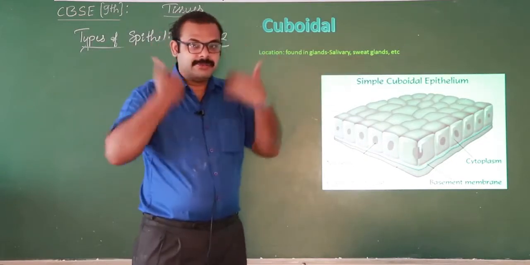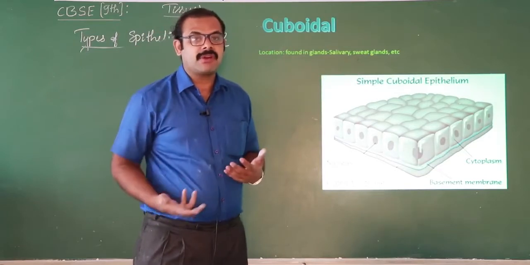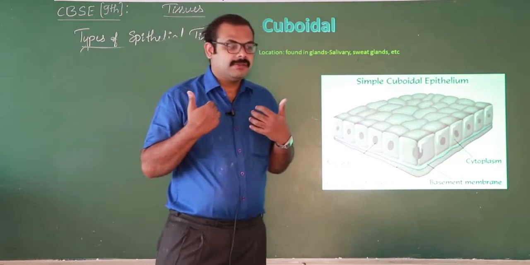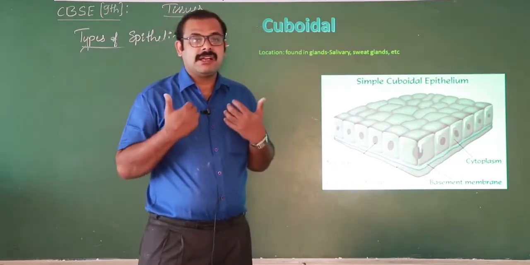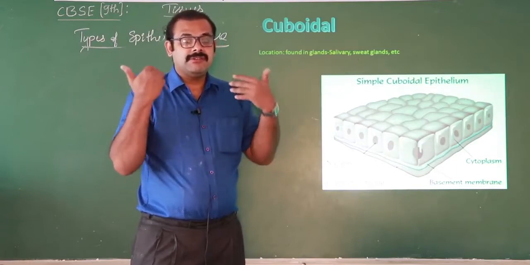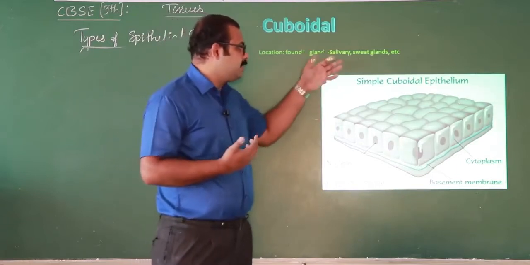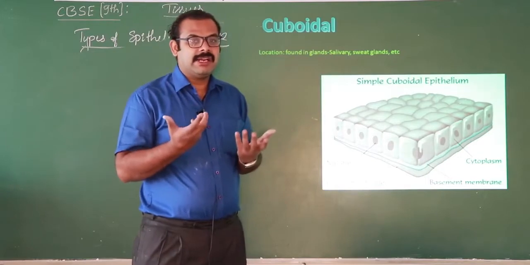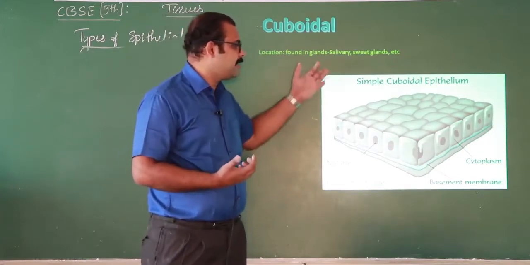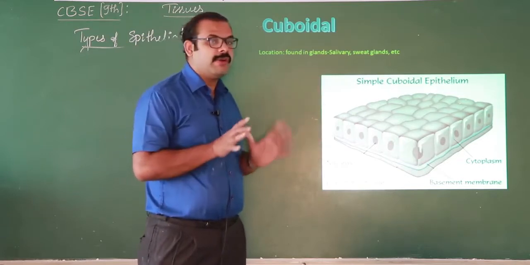Sweat glands: we sweat more in the summer season, right? So why do we have to sweat? The waste substances or excess water have to go out of the body, so during that time we sweat more. So the sweat glands remove the waste substances. Here the sweat glands and salivary glands are made up of cuboidal cells.